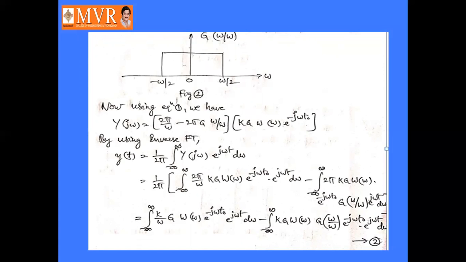Okay. Now using equation number 1, Y of j omega is equal to 2 pi by omega minus 2 pi g of omega by w, multiplied by H of j omega, which is k g of w of omega into e power minus j omega t naught. By using the inverse Fourier transform, y of t equal to 1 by 2 pi integral from minus infinity to infinity of Y of j omega into e power j omega t d omega. Okay, so Y of j omega is already there. That is 1 by 2 pi into that value.